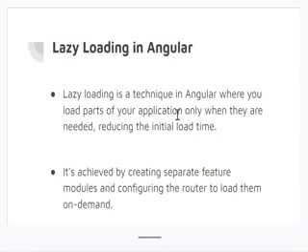This reduces the initial load time, and it is achieved by creating separate feature modules and configuring the router to load them on demand. So you create separate feature modules and then you use the router to load them on demand. This really improves the initial loading performance, and lazy loading is used, as I said, in large applications with many routes. So let's see by example how lazy loading is done.